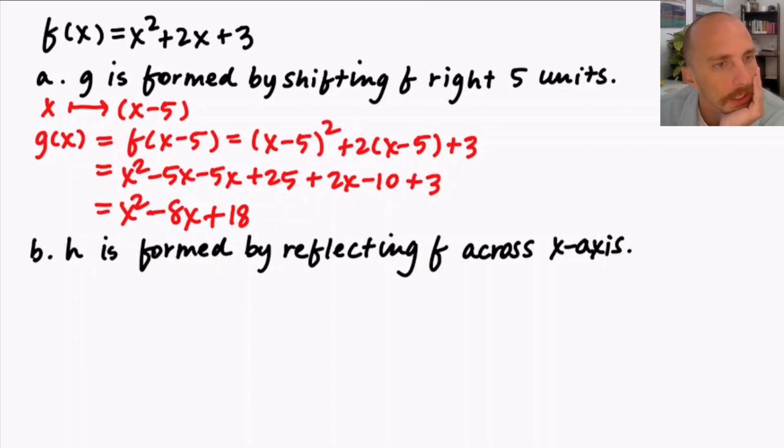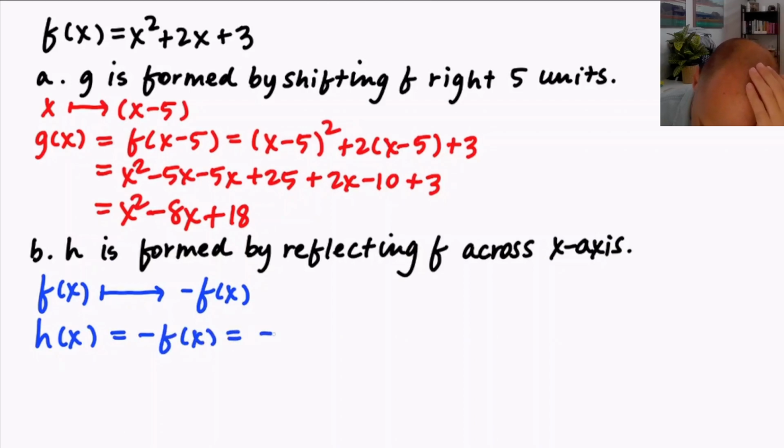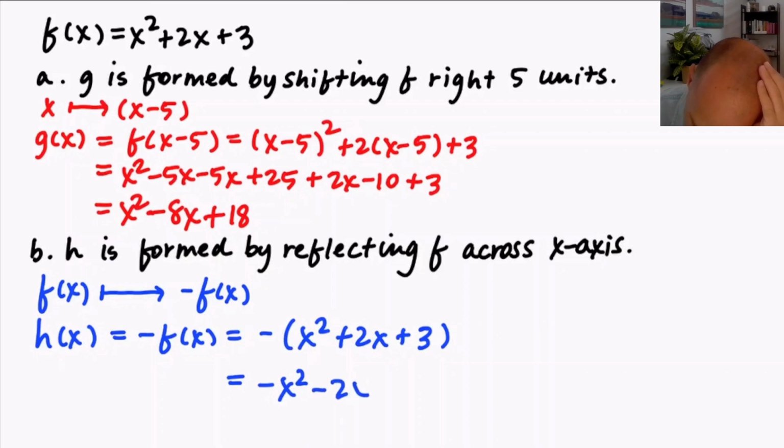And then if h is formed by reflecting f across the x-axis, that would just be taking all the y-coordinates, multiplying them by negative 1. So that would be negative f of x. So what I'm saying is h of x equals negative of f of x, which is going to be the negative of x squared plus 2x plus 3, which we need to know is equal to negative x squared minus 2x minus 3. The negative would go across all 3 of those.